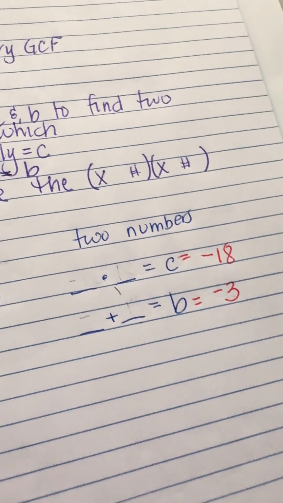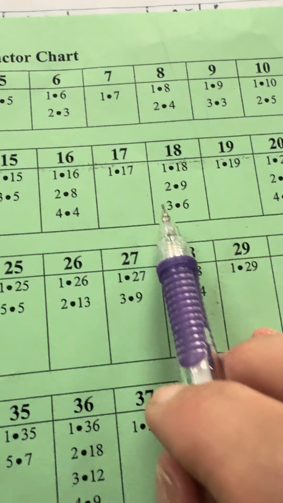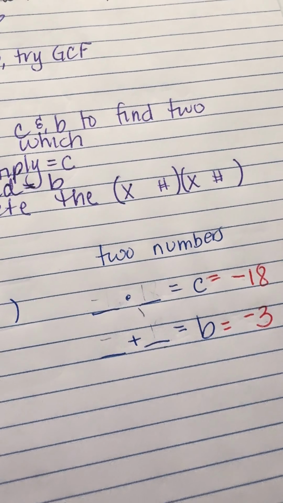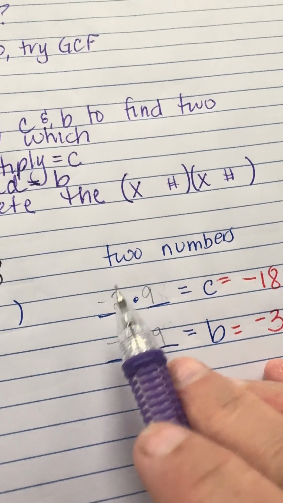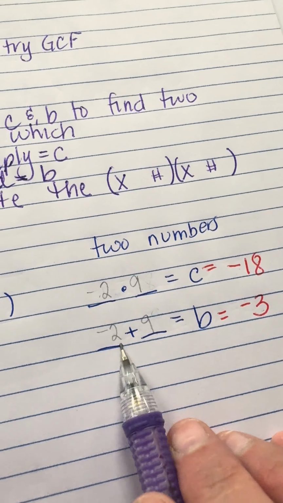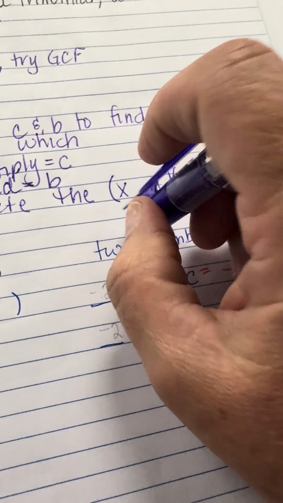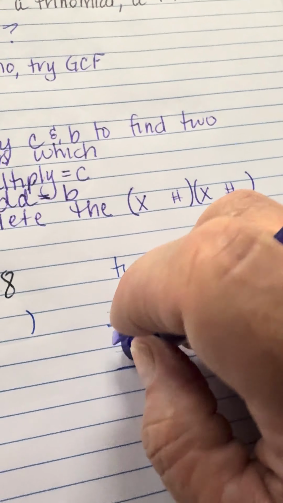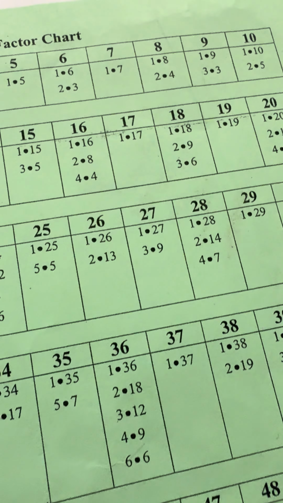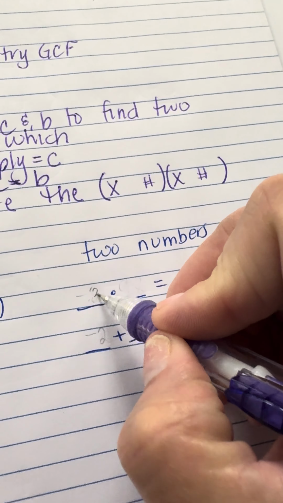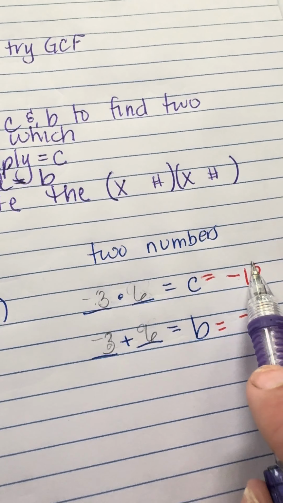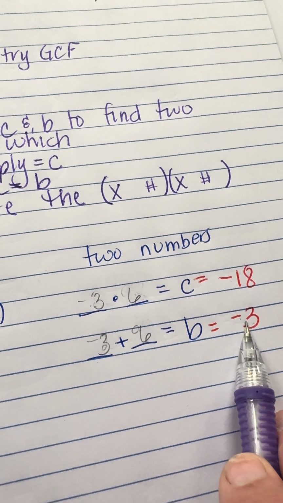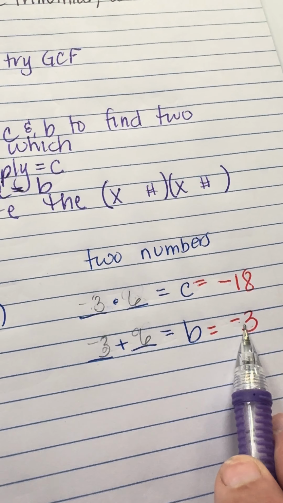Erase all those. Go to the next set of numbers under 18, which is 2 and 9. So I'm going to try negative 2 and positive 9. Negative 2 times 9 is negative 18. Negative 2 plus 9 is 7. That's not right. All right, next two, 3 and 6. So negative 3 and 6. Negative 3 times 6 is negative 18. Negative 3 plus 6 is positive 3. Oh, so close. It's just the sign that's wrong.